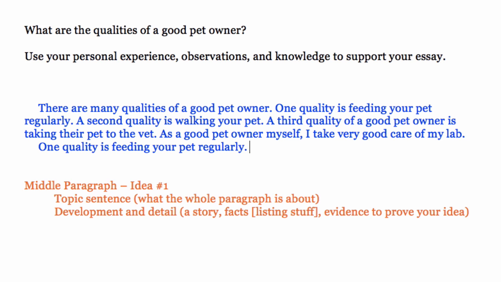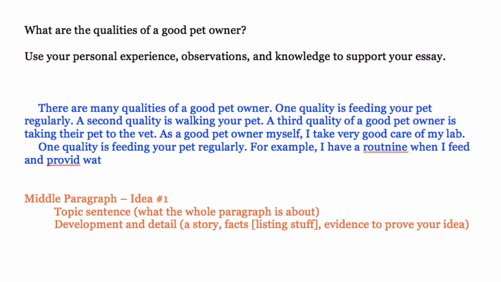And I always like to start off a story with these words, for example. And later on we can talk about other phrases or terms that you could use. For example, you could use for instance, or go right into it. And I'll go into that more later. But let's just use this. For example, I have a routine when I feed and provide water for my dog. Basically, when I feed myself, I feed my dog.